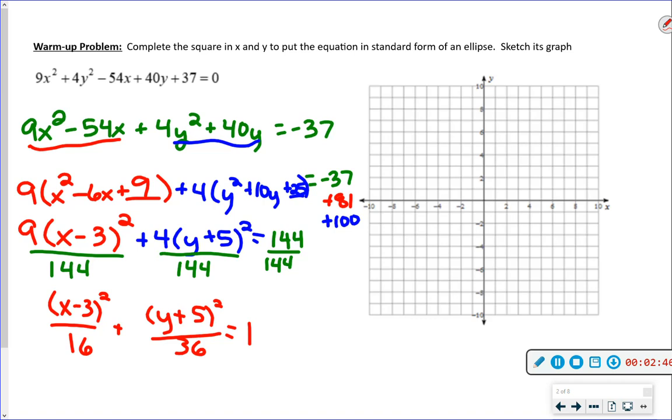So what's your center? 3, negative 5. Switch your signs. So 3, negative 5. Got it. How many left and right am I going to go? 16 under x. Square root that. 4 right, 4 left. Okay, 36 under y. So how many up and down? Square root of 36 is 6. 5, 6. 2, 3, 4. Oh man, I'm off one. I'm just going to estimate it. Make it happen. Okay, I hate drawing ellipses. Not too shabby. Could be better, could be worse.